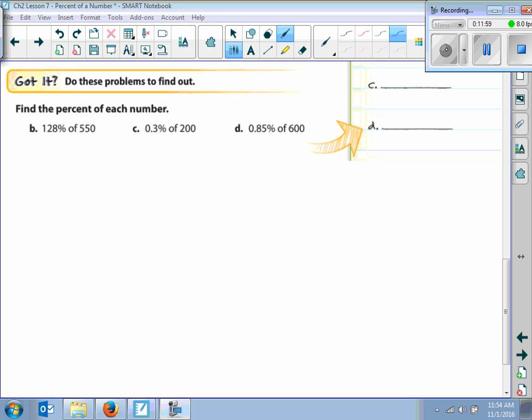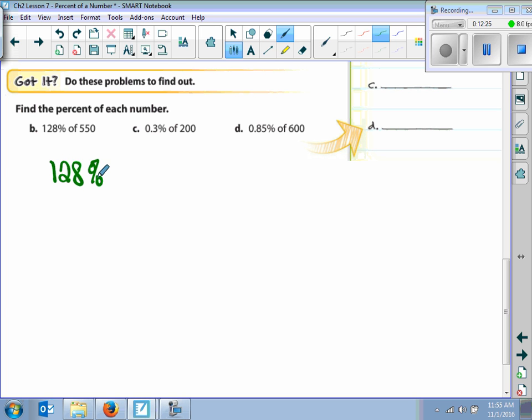So for the first example, we have 128% of 550. The first thing we want to do is change that 128%, how about to a decimal? Okay? All right. So we've got 128%.